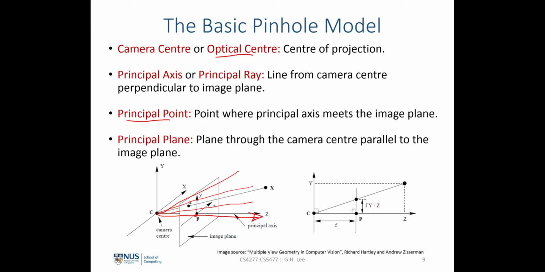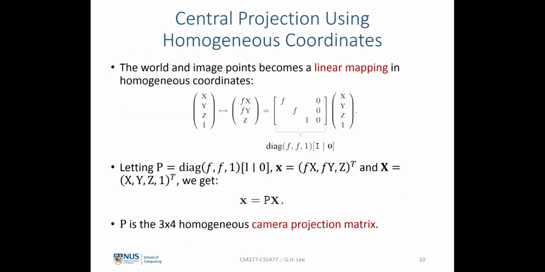And finally, we'll define what is known as the principal plane. The principal plane is the plane that lies on the xy plane. So this guy here is the principal plane, and this is the plane that lies on the xy plane of the Euclidean coordinate. Now, we can see that the mapping from the 3D coordinate onto the 2D image plane can be expressed as a linear mapping if we write it in terms of homogeneous coordinates.